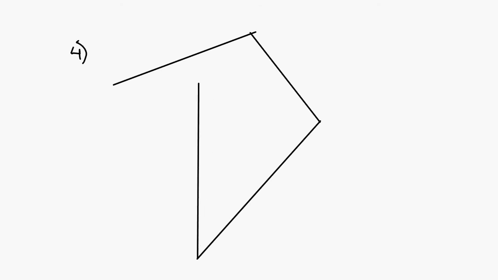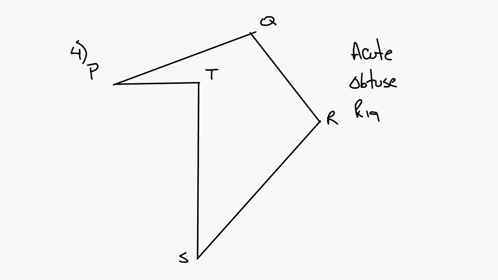Number 4. We have points P, Q, R, S, T. Number 4 says, judging by appearance, name an acute angle, an obtuse angle, and a right angle.